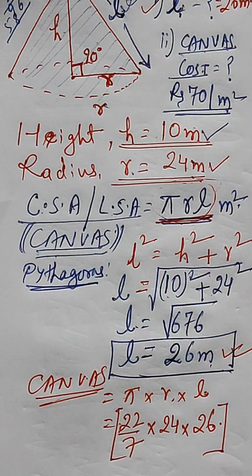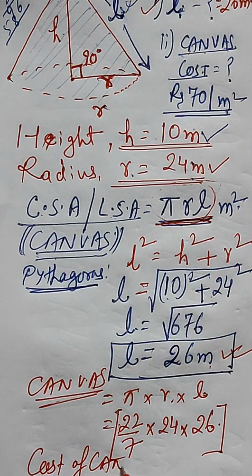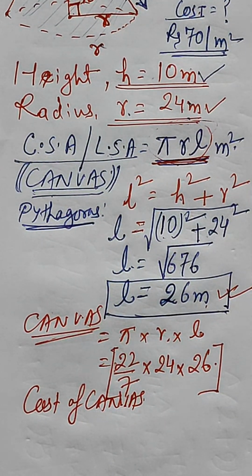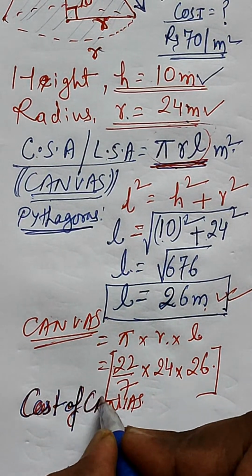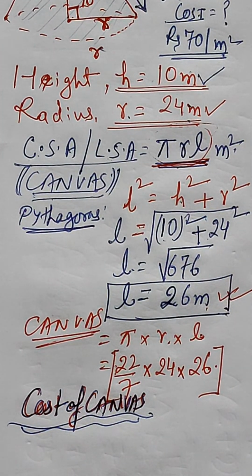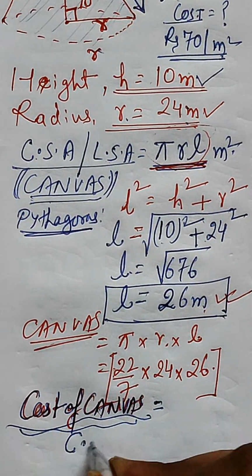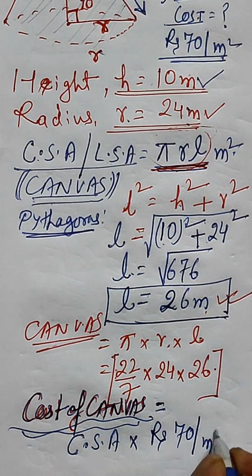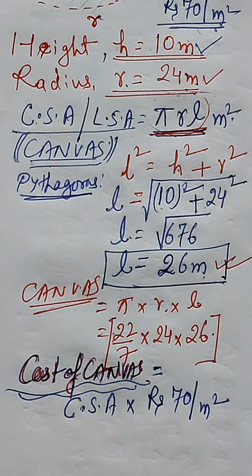Right? Now the cost of canvas. What is the cost of canvas? The cost of canvas can be calculated very easily. How? The cost of canvas is calculated by curved surface area into rupees 70 per meter square, right? Because this is the rate given to you, 70 per meter square, right?